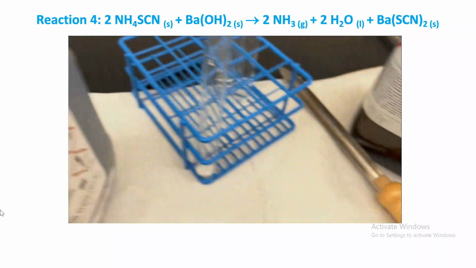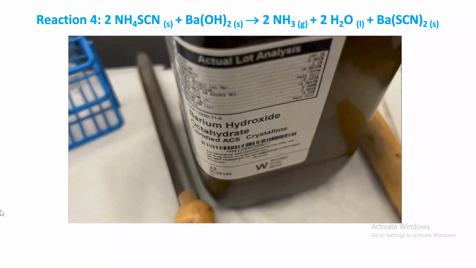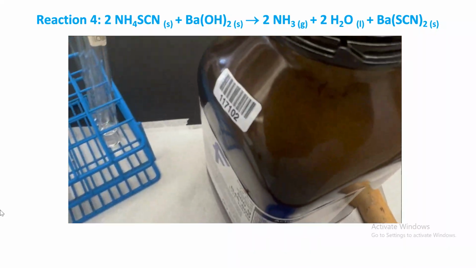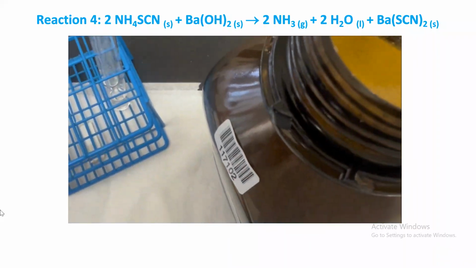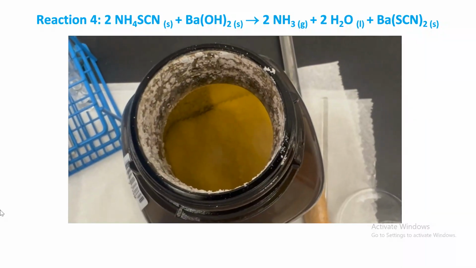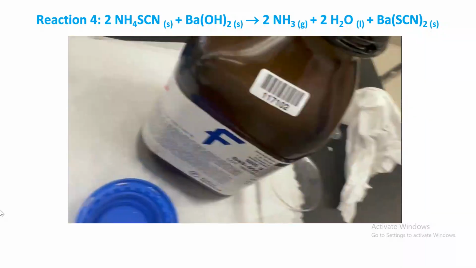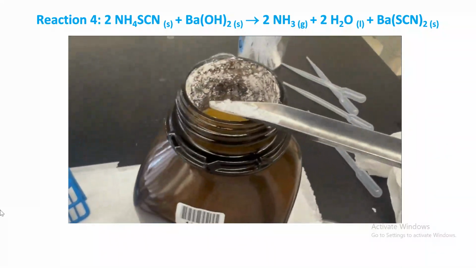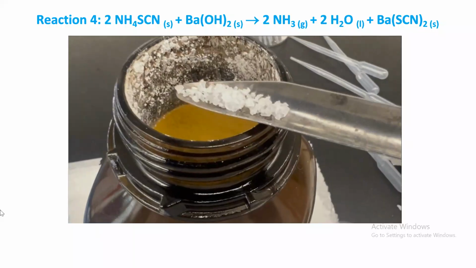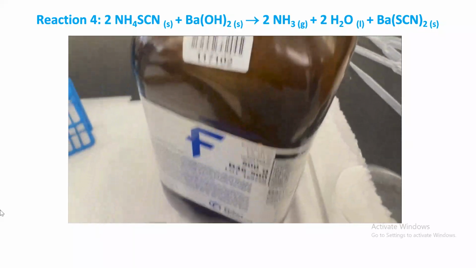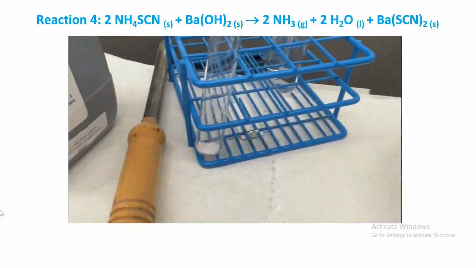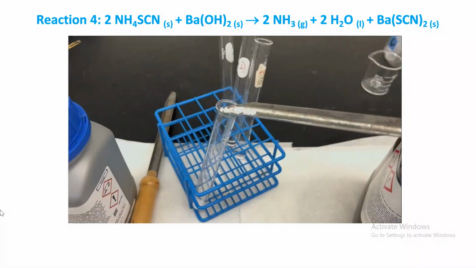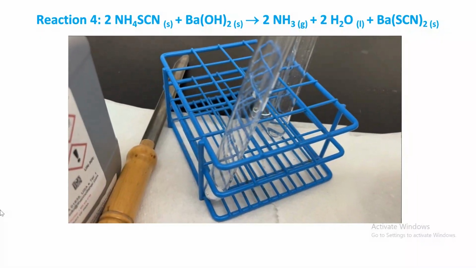Next, we're going to take some barium hydroxide, which is also a solid. It says crystalline. Crystalline means it's a solid, and still it's a white powder. So we're going to take this much. Look, it's a crystalline structure. It is barium hydroxide octahydrate. Octahydrate, that means it's a hydrate. Has some water. Now we're going to mix it.